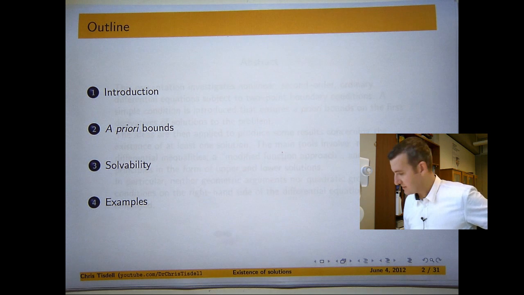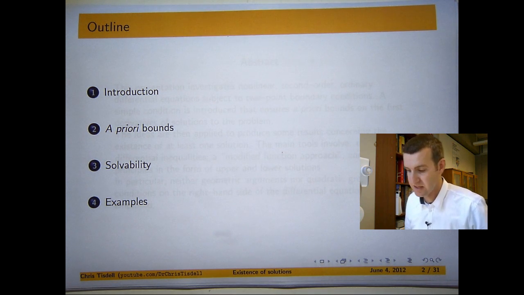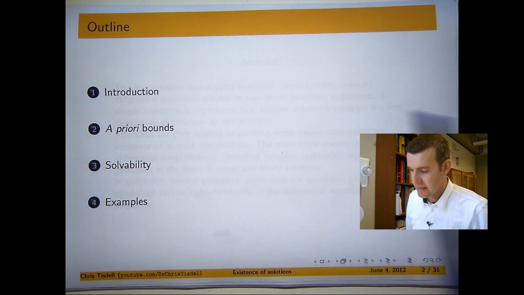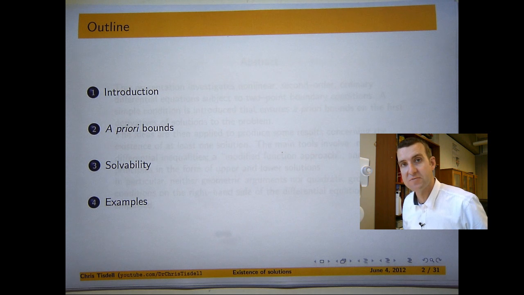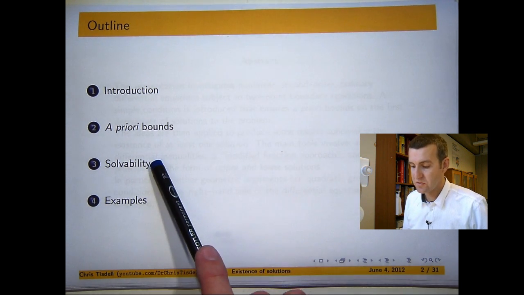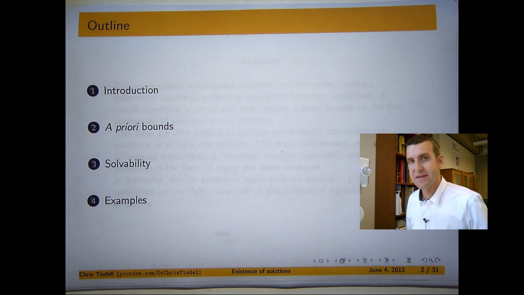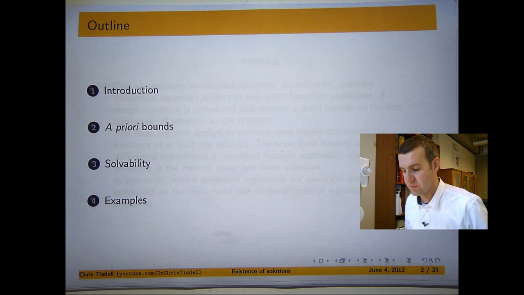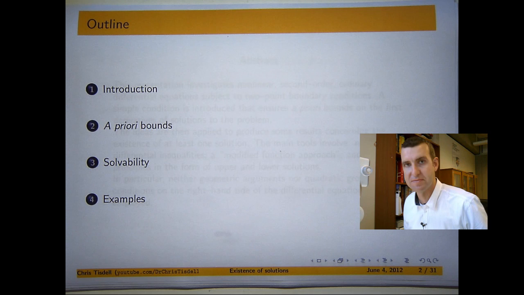Okay, so essentially the presentation can be broken down into the following 4 subsections. I'm going to introduce and motivate the ideas. I'm going to present some sufficient conditions which generate so-called a priori bounds on solutions. Then I'm going to apply the ideas from section 2 to obtain some theorems regarding the existence of solutions to these boundary value problems. And then finally, I'm going to show you how to apply the ideas to some specific examples.